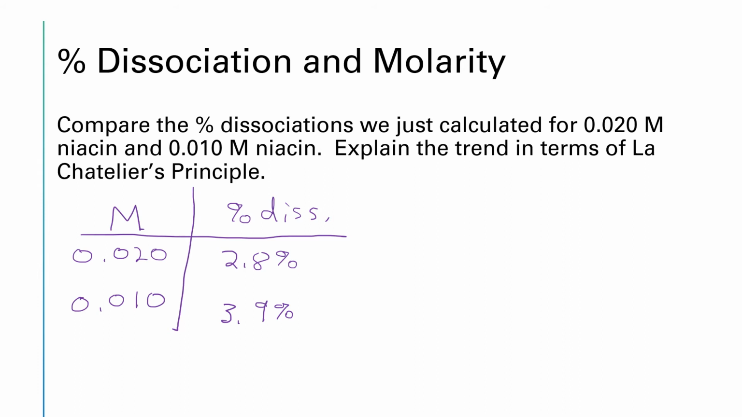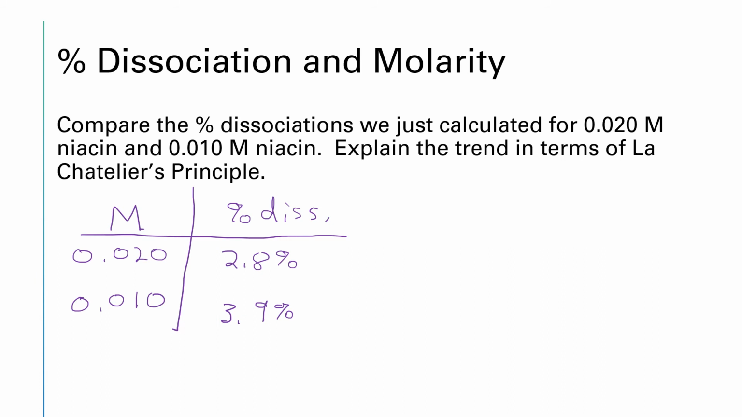So here's the deal. Think back to Le Chatelier's principle. We talked about how if you changed the volume of a container, the equilibrium would shift to the side that had more or fewer particles. So if you increase the volume, it would shift to the side that had more particles to fill up that volume. If you decreased the volume, it would shift to the side that had fewer particles because there wasn't enough elbow room for all of them.